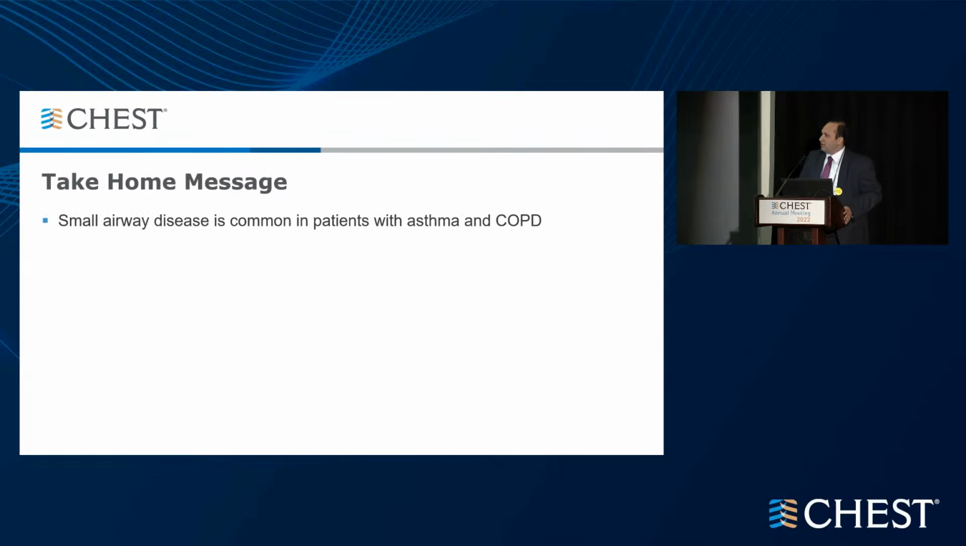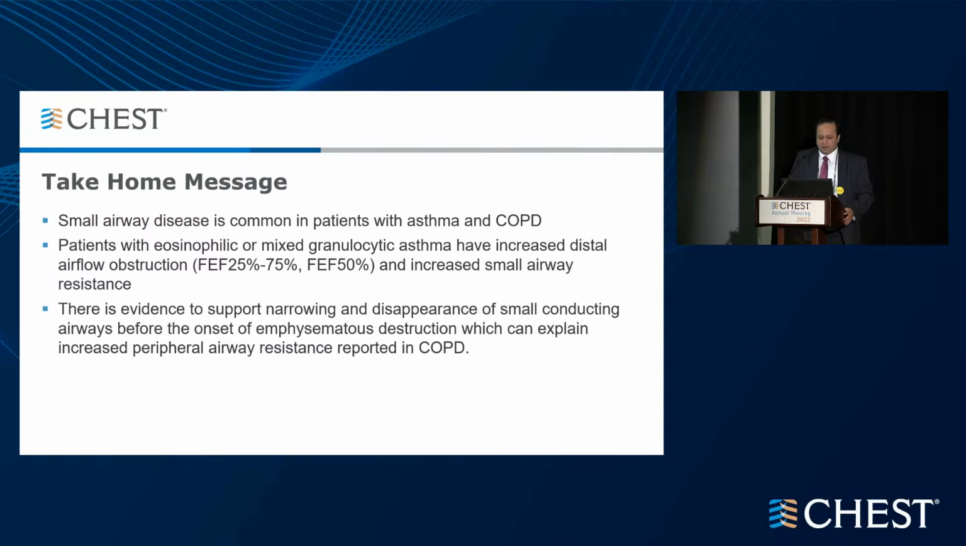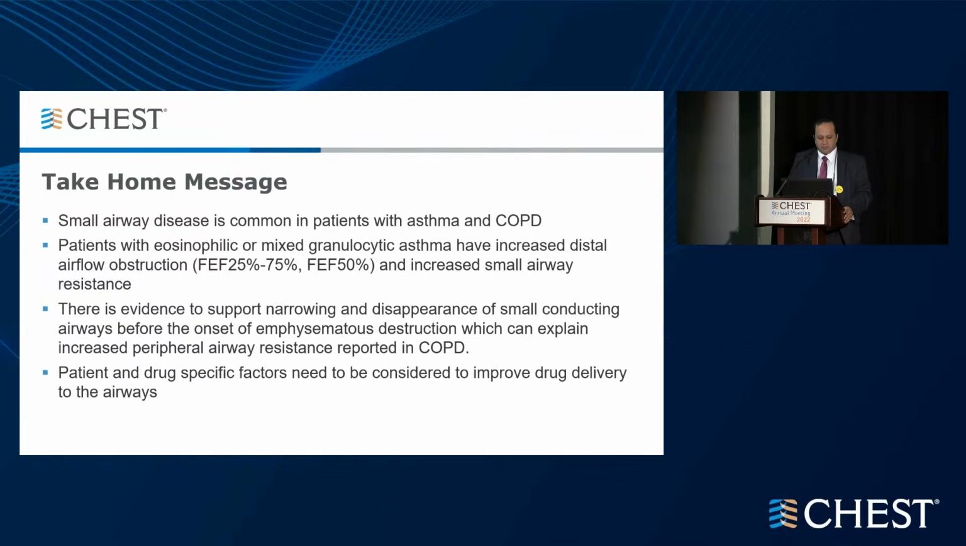So what are our take-home messages? Small airway disease is common in patients with asthma and COPD. Patients who have eosinophilic or mixed granulocytic asthma tend to have increased distal airflow obstruction, and they also have increased small airway resistance, something to know. There's also evidence supporting the disappearance and narrowing of the small conducting airways before the onset of emphysema, and this is what explains the development of increased peripheral resistance in these patients.